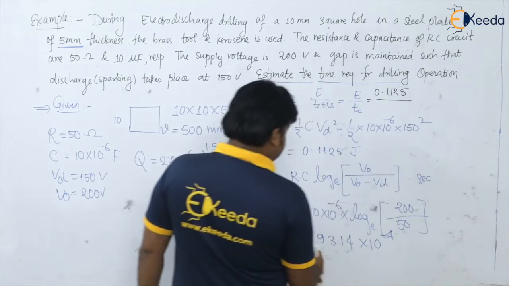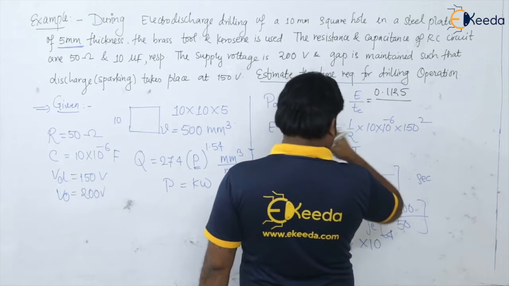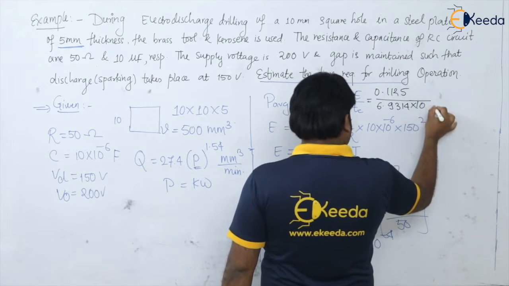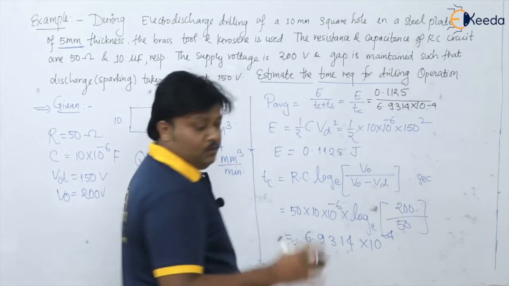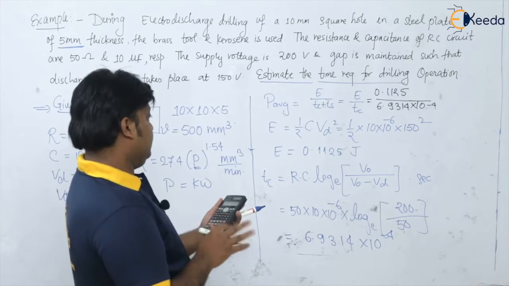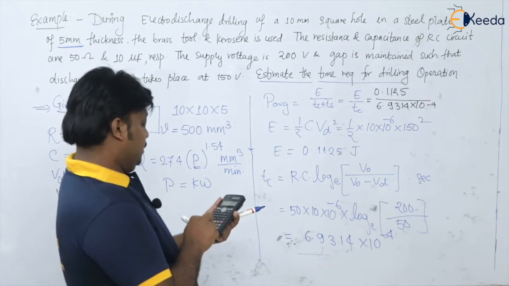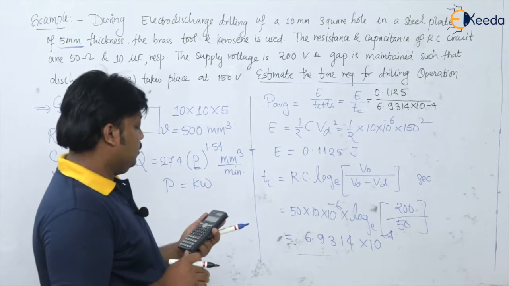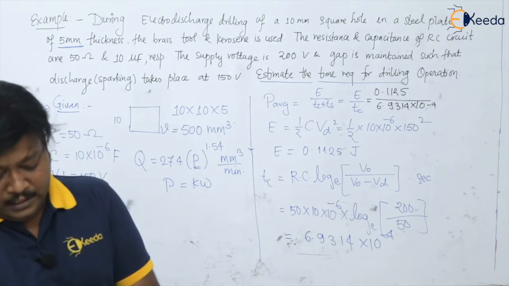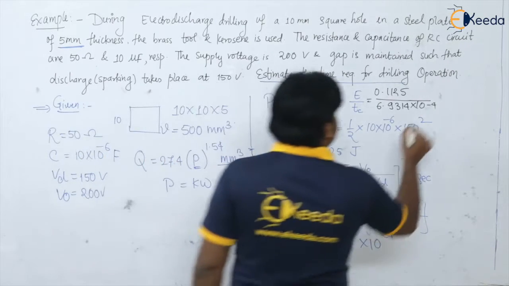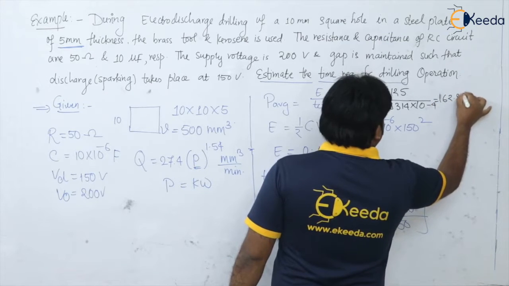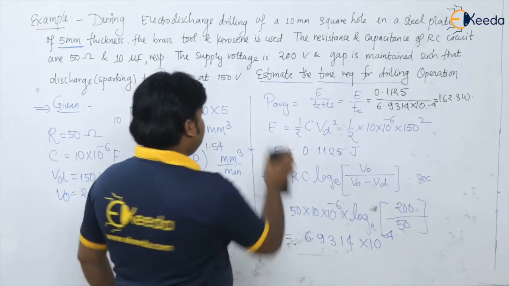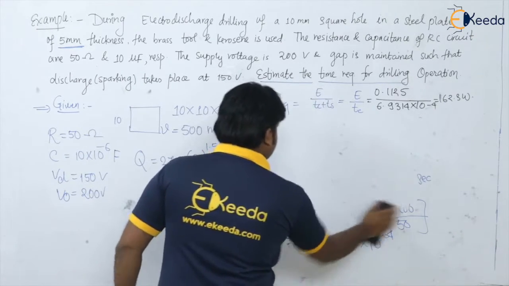0.1125 divided by Tc is what? That is, I can write directly 6.9314 into 10 to the power minus 4. So you do the calculation and tell me the answer. So 0.1125 divided by the answer, I will get this P average as 162.3 watt. Okay, so see here whether I am doing correctly or not.